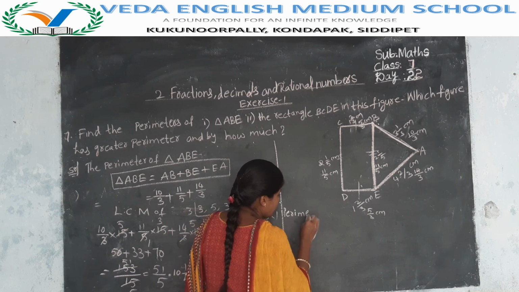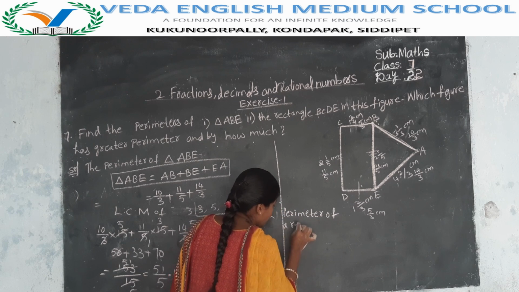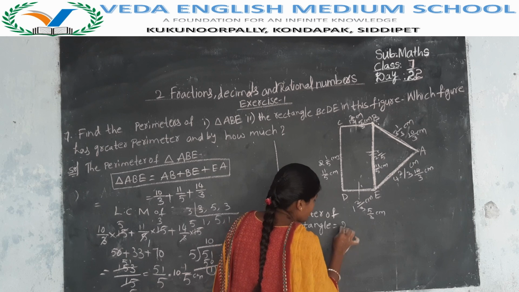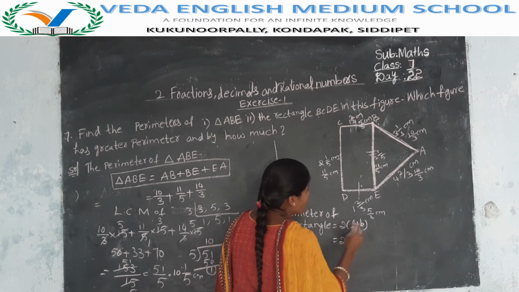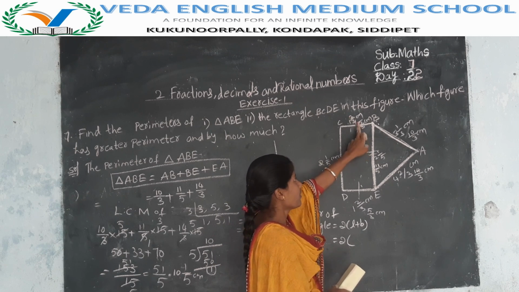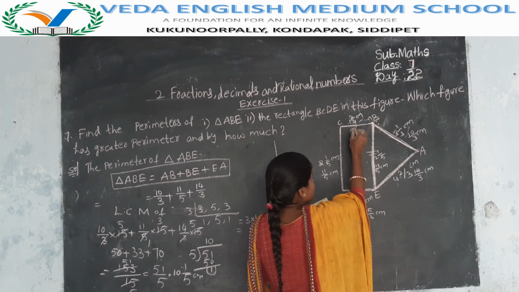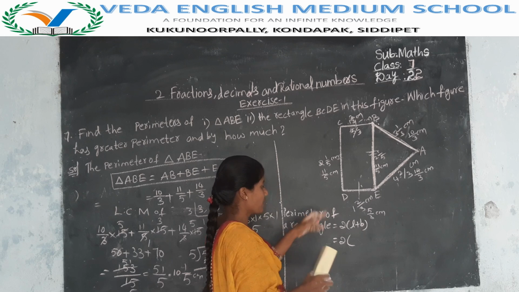Perimeter of a rectangle formula: 2 into (L plus B). What is the length here? Length is 3 ones are 3, 3 plus 2 is 5, so 5 by 3 centimeters. If it is not perfect, it is 5 by 3 centimeters. Now the breadth is 11 by 5 centimeters.